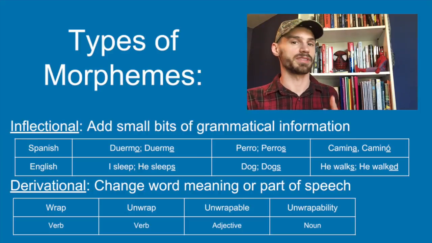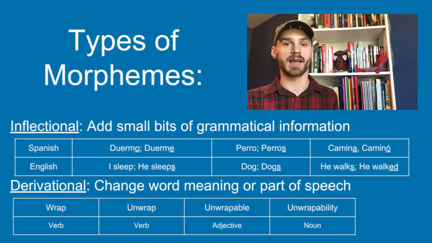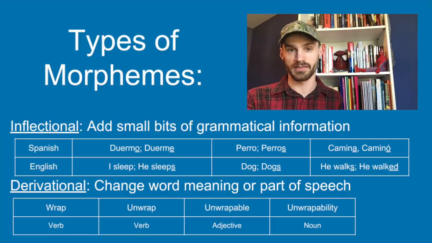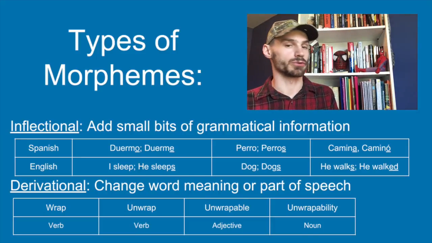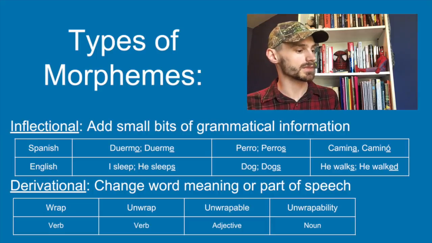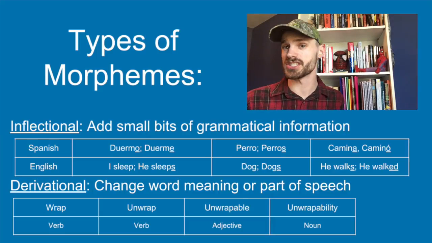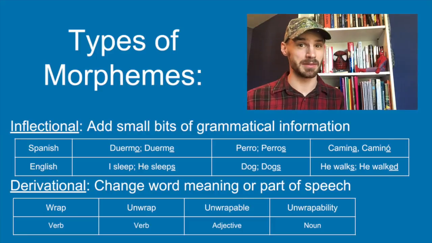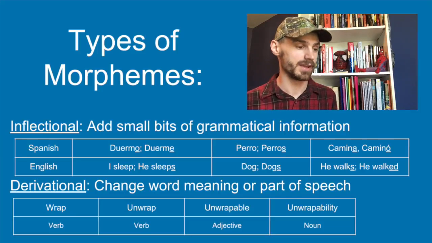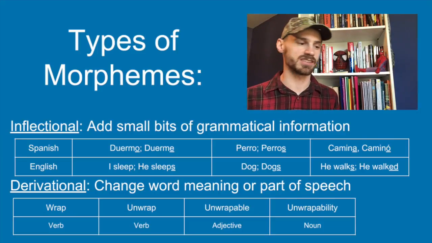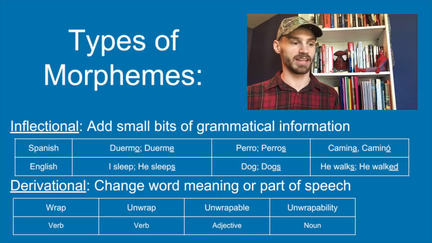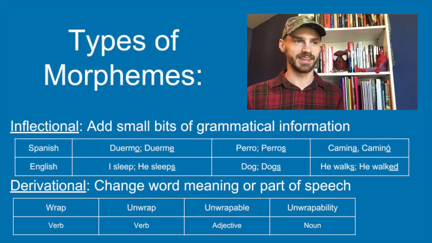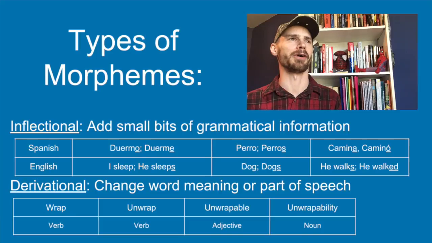Now, contrast this with derivational morphemes, which oftentimes will change the entire category of speech that the word belongs to. So we have the word wrap, which is a verb, okay? Then we have the word unwrap, which is still a verb, but you've completely changed the meaning of the verb, right? This is 100% the opposite of wrap. Then you can go on to add another suffix onto this word, unwrappable, and now you've changed the verb to an adjective. And then you could even go further to say unwrappability, like, I don't even know how you would use this word.